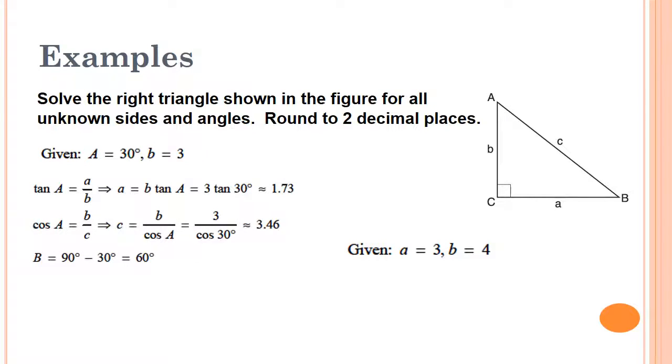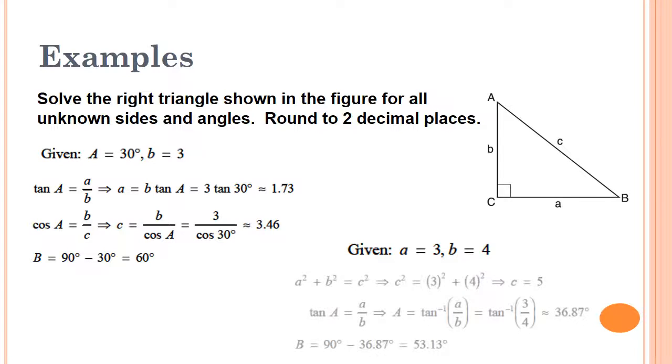For our first triangle, we know that angle A is 30 and side b is 3. So we find side a using the tangent, we find side c using the cosine, and we find angle B using the fact that the two acute angles in the right triangle must total 90, since the third angle is already 90.